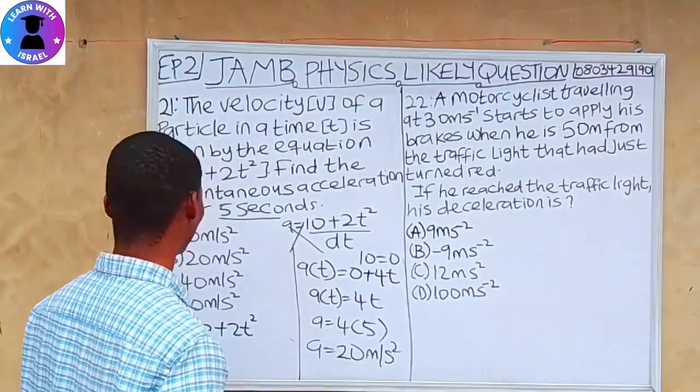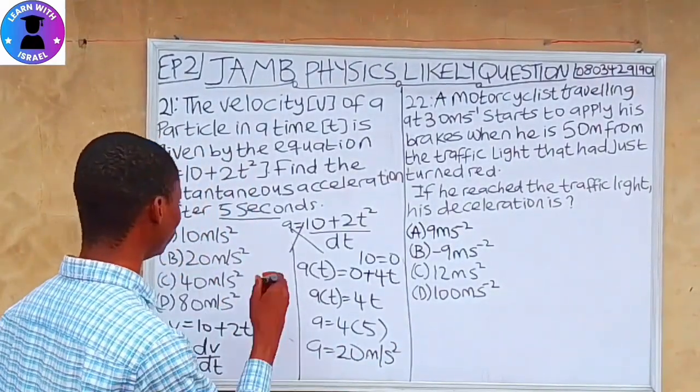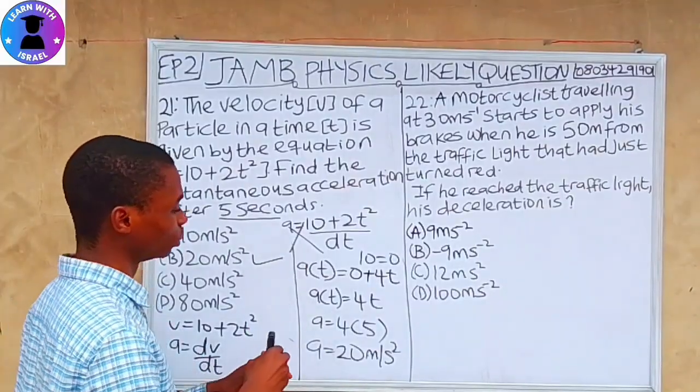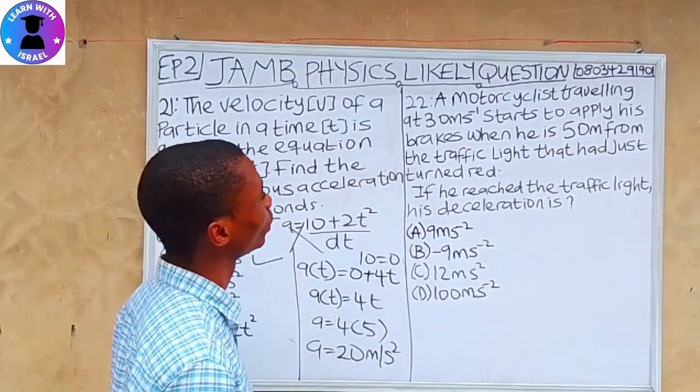So let's check our option. Yeah, you can find it in option B, 20 meter per second square. So let's move to the next question.